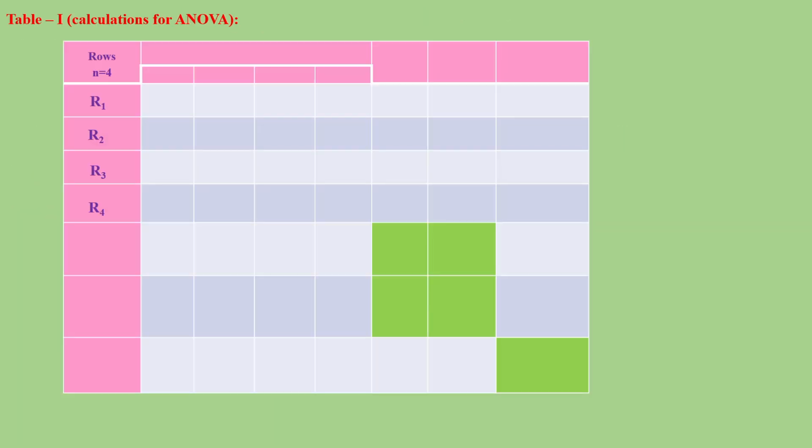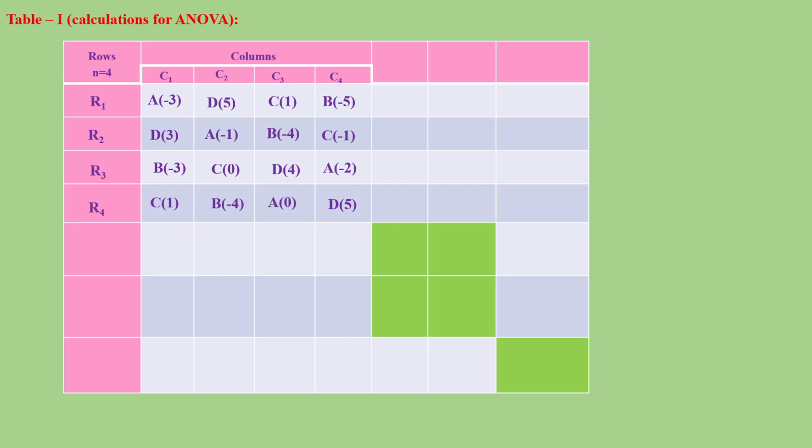So rows R1, R2, R3, R4, and columns C1, C2, C3, C4. We are using the revised data from the previous table. So now first find the row totals. Adding all the numbers, in the first row you will get minus 2, second row minus 3, third row minus 1, and fourth row 2. Just add the numbers within the brackets. In the first row, minus 3 plus 5 plus 1 minus 5, you will get minus 2. Similarly for the second, third, and fourth rows.